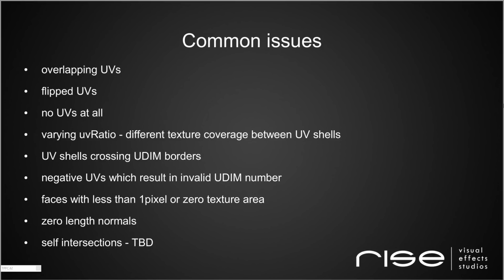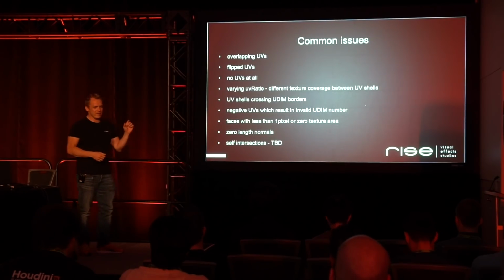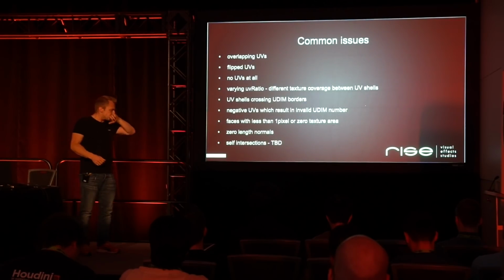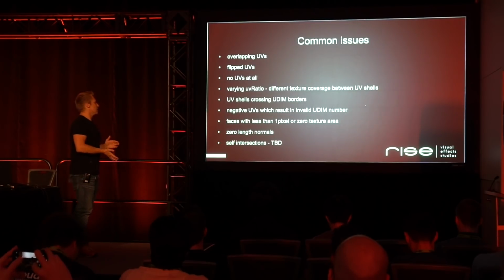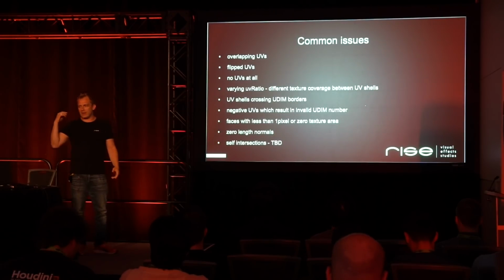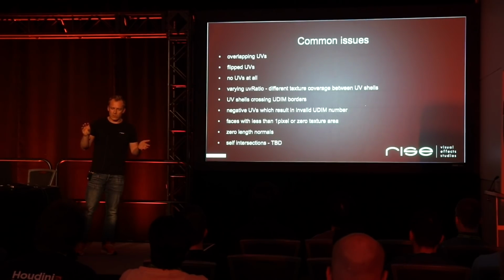Then sometimes people just put a UV shell in negative space, where UDIMs don't work, so that's another check we do. And then there's a little quality check for faces that have less coverage in texture space than one pixel. That might be an issue, but it's not necessarily. Then there's another check for zero length normals, because sometimes the other program, for some reason, exports parts of your objects with no normals. That's okay in Houdini as long as you do not unpack. If you unpack, that becomes a problem.